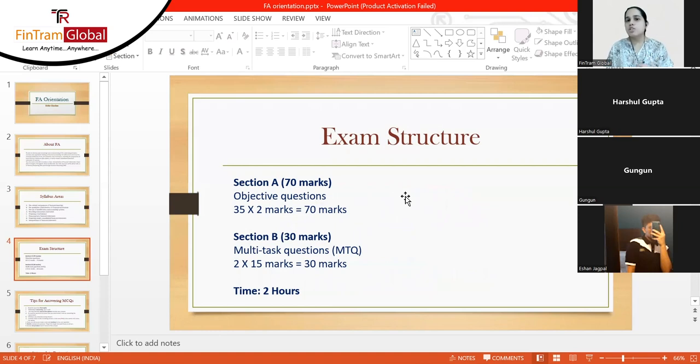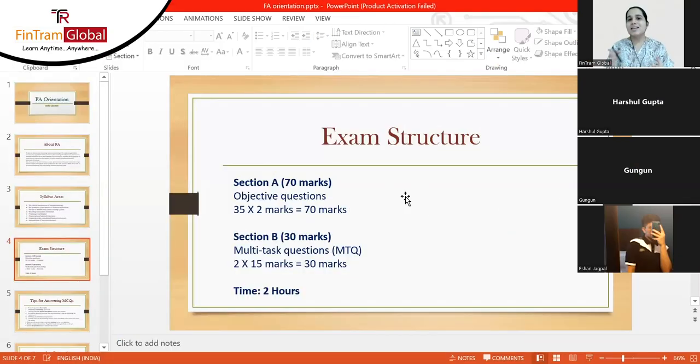A multi-task question, it could be anything. It could also have a certain amount of MCQ in it, or it could be a gap filling question, or they could give a section of it, a part of your cash flow, maybe from investing activities, you have to calculate.